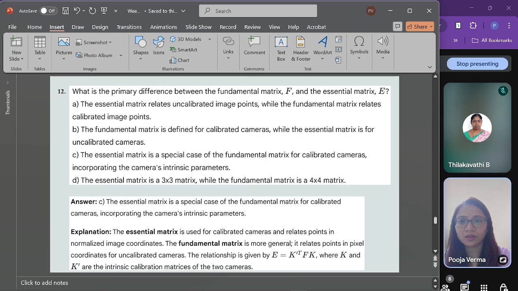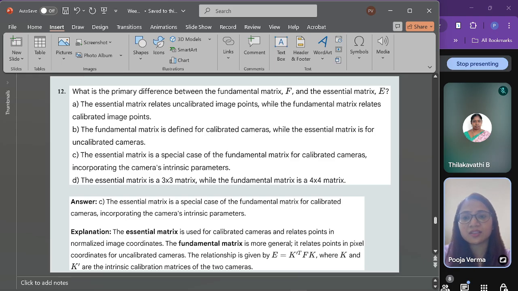Okay. Similarly, for the next question: what is the primary difference between the fundamental matrix F and the essential matrix E? So, can you tell me what the difference between the fundamental matrix and the essential matrix is?